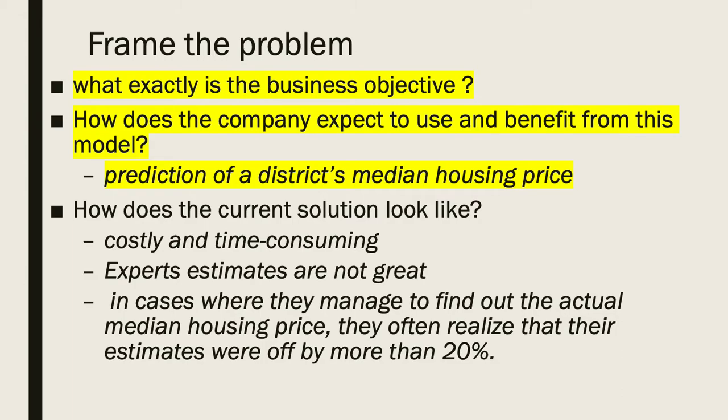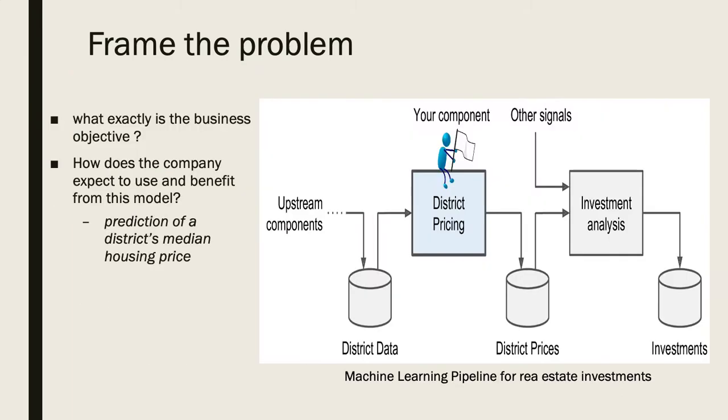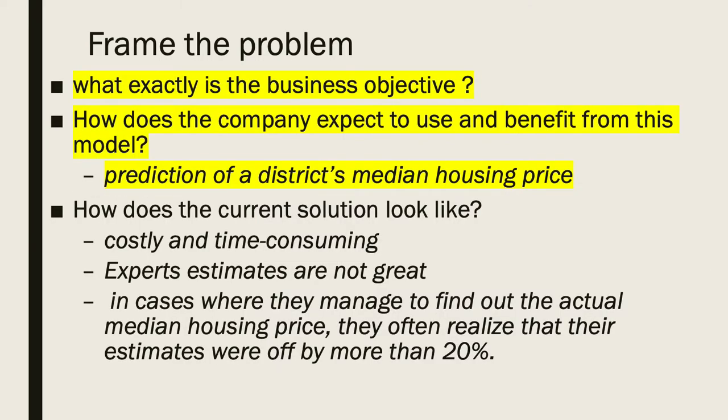All right, so quite apart from trying to understand exactly what the business objective is, and how the company will tend to benefit from the model, we also want to look at another side of it. How does the current solution look? You need to understand the present situation before you build a model. How does the current situation look?